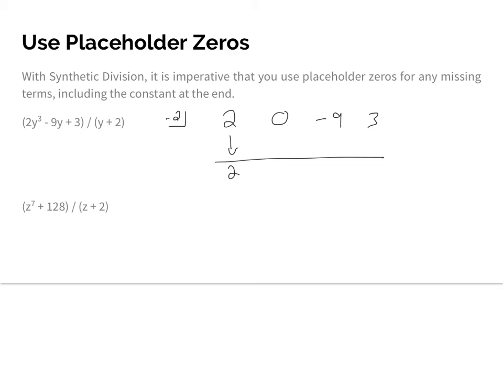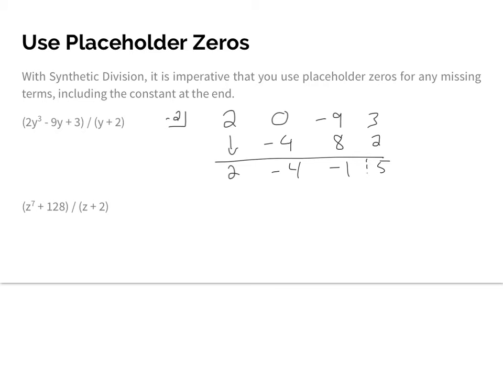Bring down the 2, multiply by the negative 2, put my answer up there, that's negative 4. Add down is negative 4. Negative 2 times negative 4 is 8. Add down is negative 1. Multiply again, negative 2 times negative 1 is positive 2. Add down is 5. And we get that there.